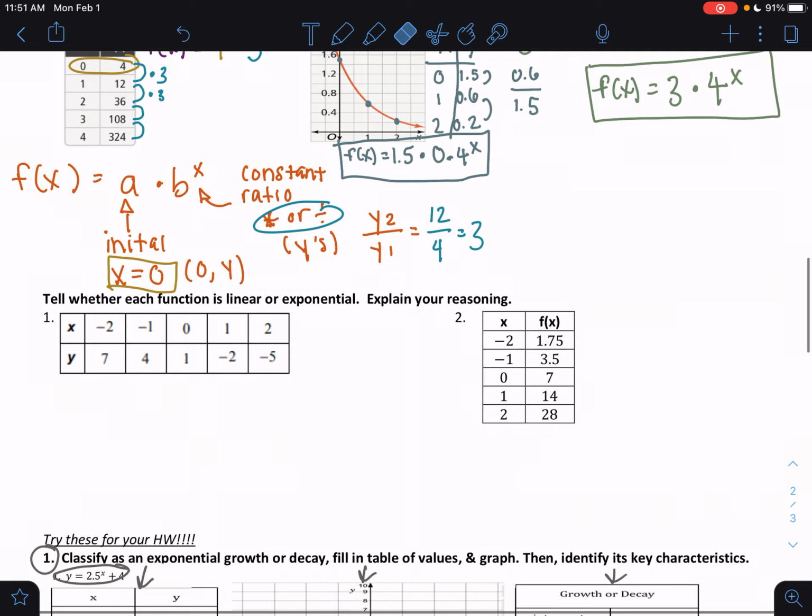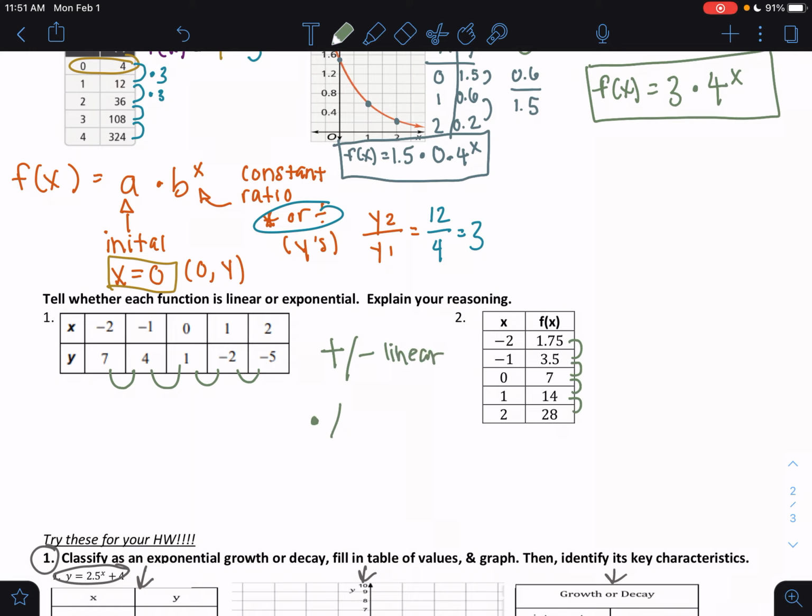So down here, we're defining which one is linear and which one is exponential. And we do that by looking at the x's and the y's for each of these. So when we go from one y to the other one, we want to look at each of these pairs of points here. Are we multiplying and dividing, or are we adding and subtracting? So if we add or subtract, it's linear. If we multiply or divide, it's exponential. So to get from 7 to 4 in this one, we subtracted 3. And then we subtract 3 again, and again, and again, which means that number 1 is linear.